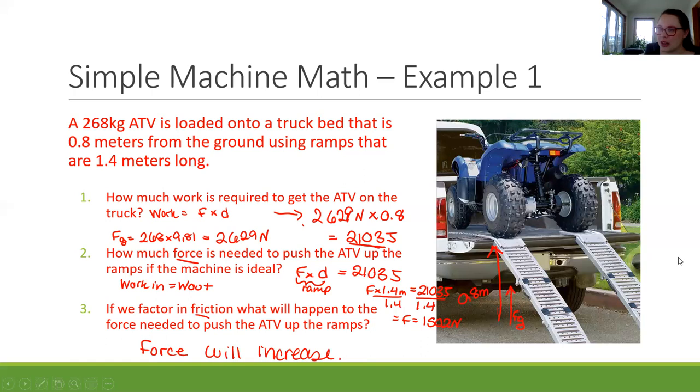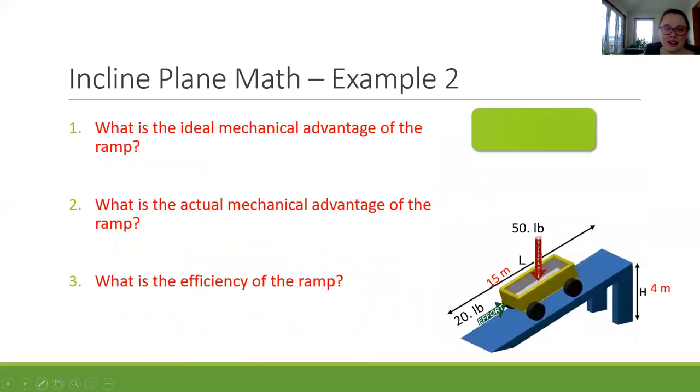I might try switching my pen color on the next slide because all that red ink kind of blends in together. All right, let's try this one. Let's go with the blue ink. What's the ideal mechanical advantage of the ramp? And I seem to be missing some text. That's okay.